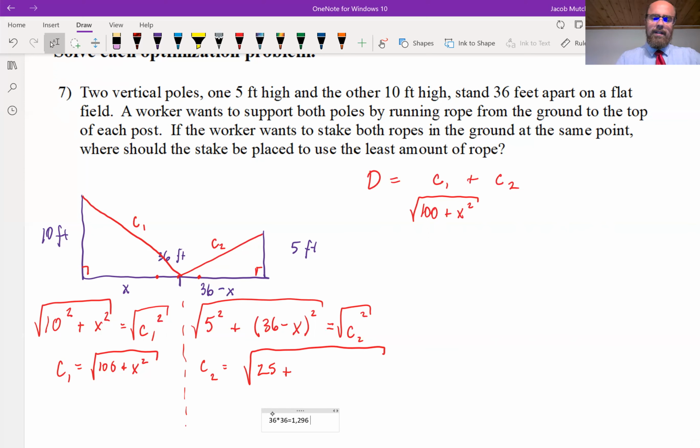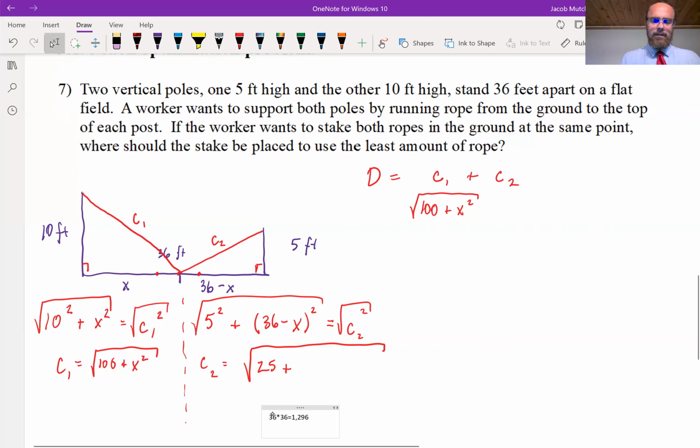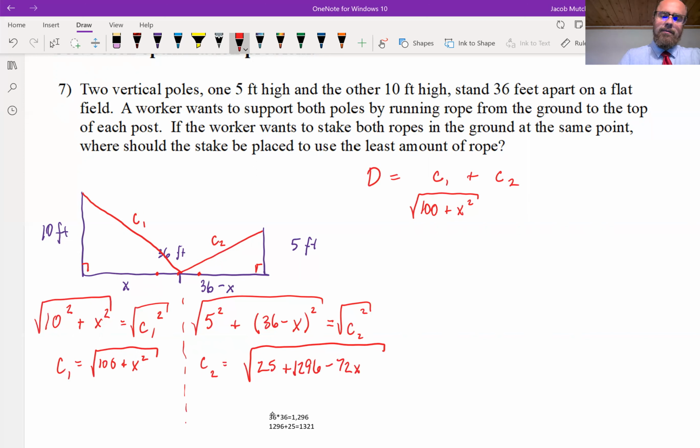So that's going to give us 1,296. And we're going to add to that the 25. So that's 1321. So we'll catch up to our calculation. So I'll just put 1296 for now, minus 72x plus x squared. And then if I combine stuff and write this in standard form, it's going to be the square root of x squared minus 72x plus 1,321. And that's my C2.